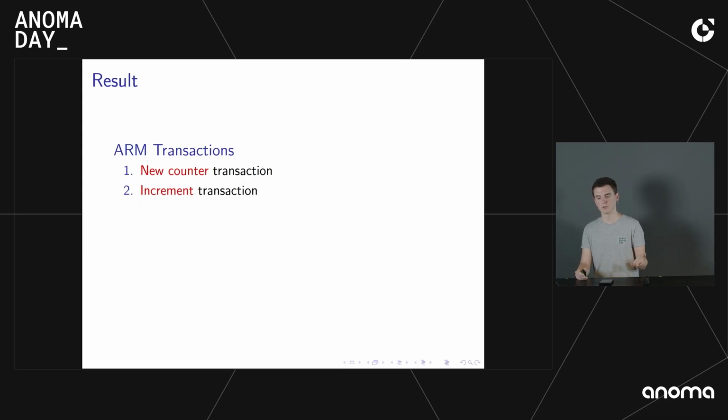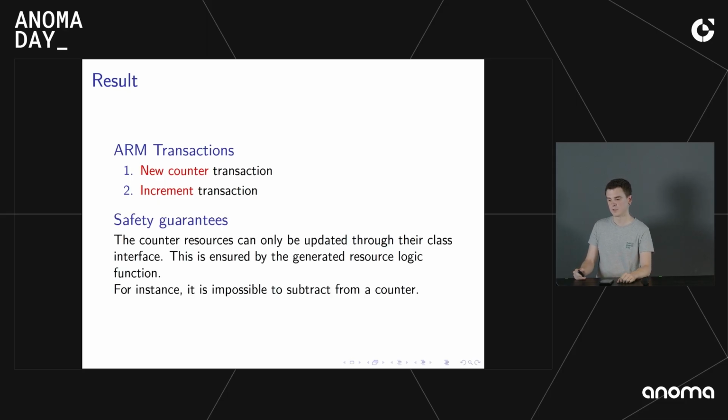So what do we get in return? Well, we get a new counter transaction. That's a transaction that creates a counter initialized to 0. This is a transaction in the Anoma Virtual Machine. And we get an increment transaction, which increments the counter.